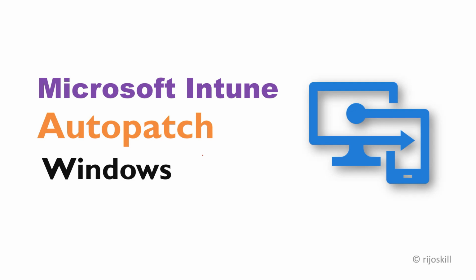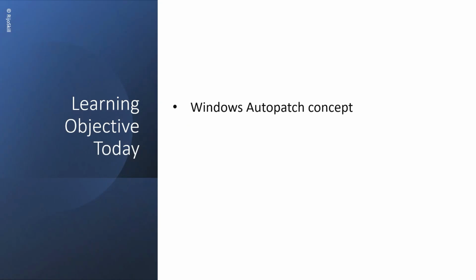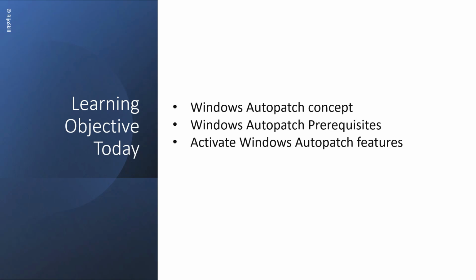Today we are planning to cover the topic Microsoft Intune Autopatch. In the previous section we already discussed what feature update, quality update and Windows update rings are. So this topic is the continuation of my previous topics. What is the learning objective today? We are planning to discuss the Windows Autopatch concept, Windows Autopatch prerequisites, activating Windows Autopatch features, and a use case demo. We will go for our learning objective.